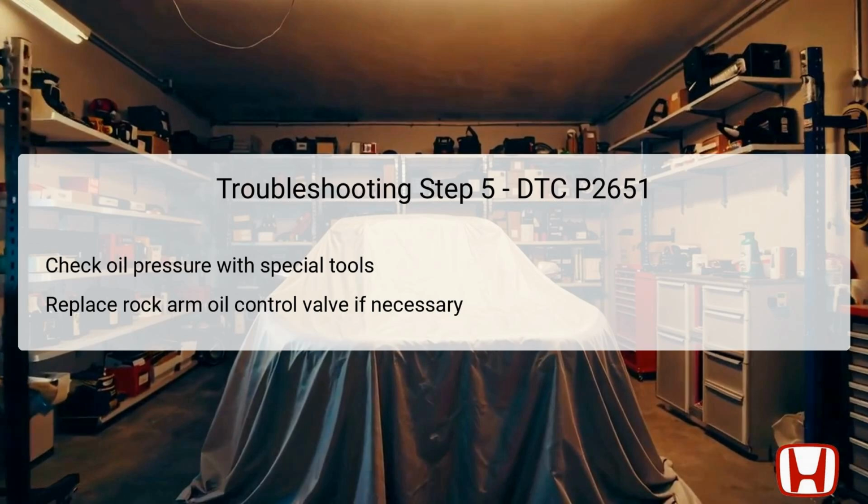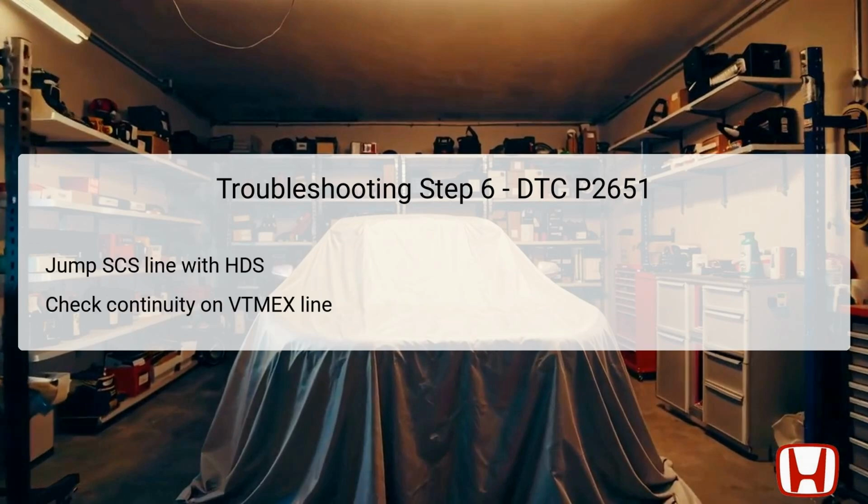In the event that oil pressure is sufficient, you should replace the rocker arm oil control valve to rectify the identified malfunction, ensuring optimal engine performance. Step 6 involves a detailed check of the variable timing oil pressure management (VTEC) line. Begin this step by ensuring the vehicle is turned off to maintain safety during the diagnostic process. Use the HDS to jump the SCS line, which puts the system into a diagnostic mode.